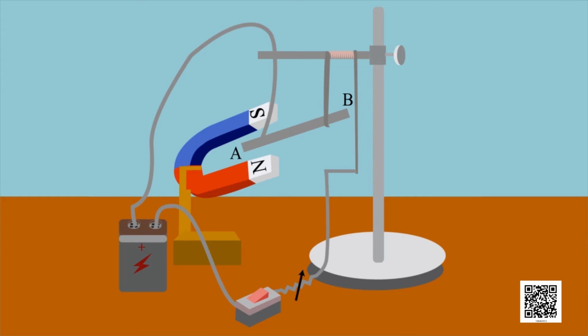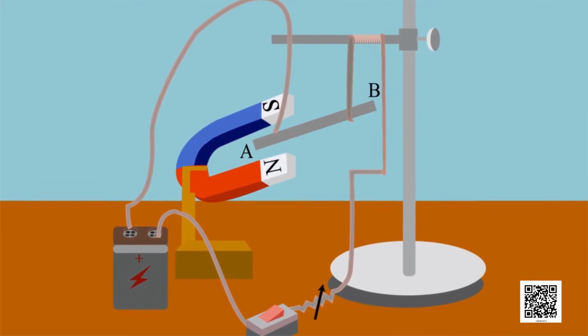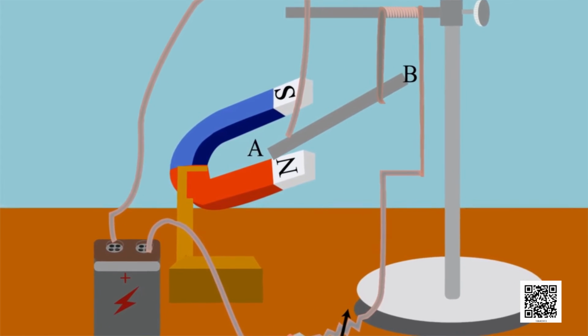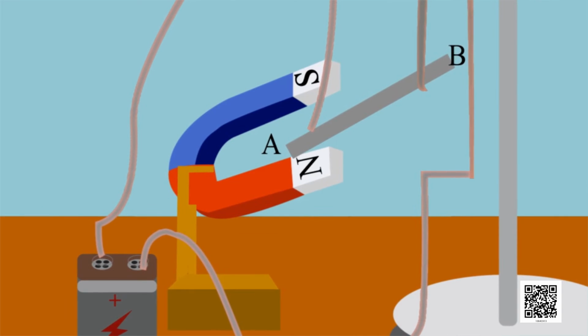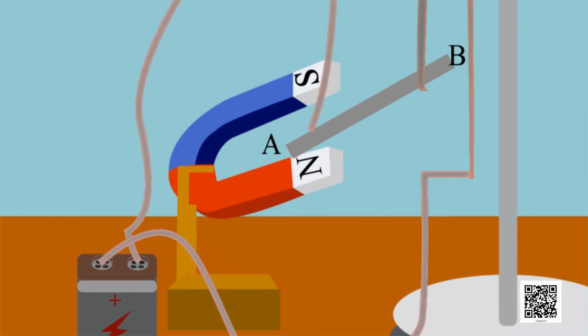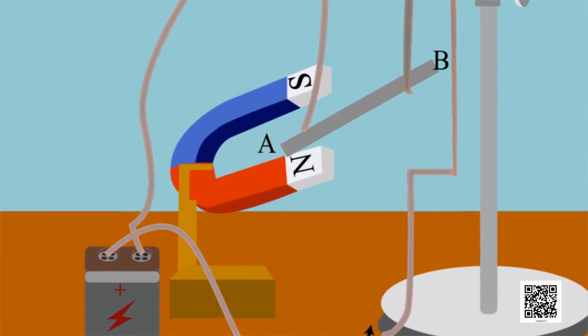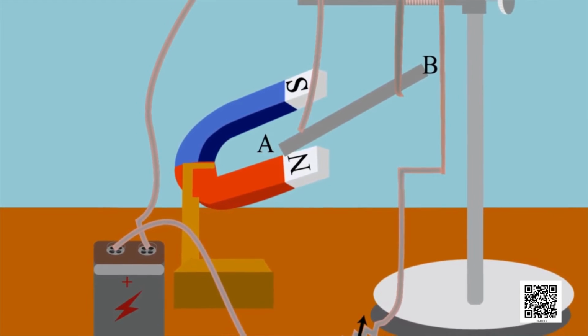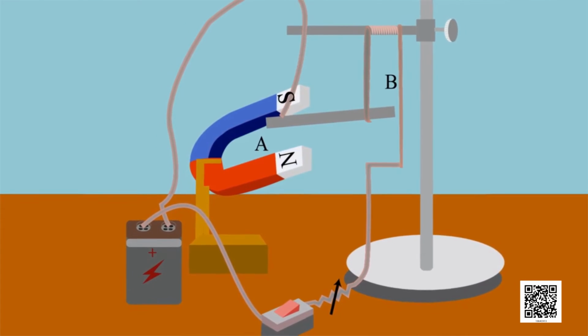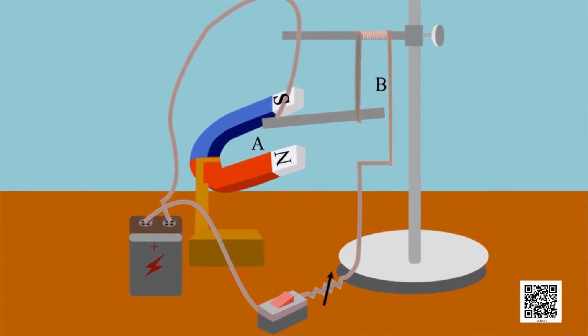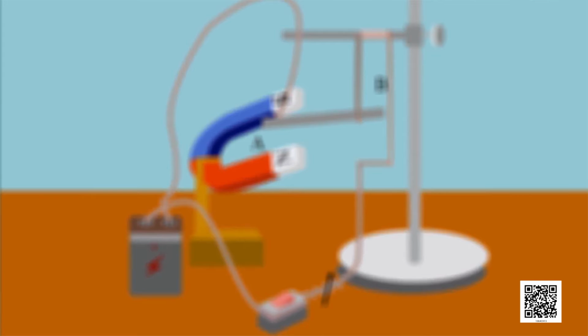Now pass the current through the aluminium rod from end B to A. You will observe that the rod is displaced towards the left as soon as the current starts flowing through it. Now reverse the direction of the current flowing through the rod and observe the direction of displacement of the rod. Yes, children, now it has displaced towards the right.